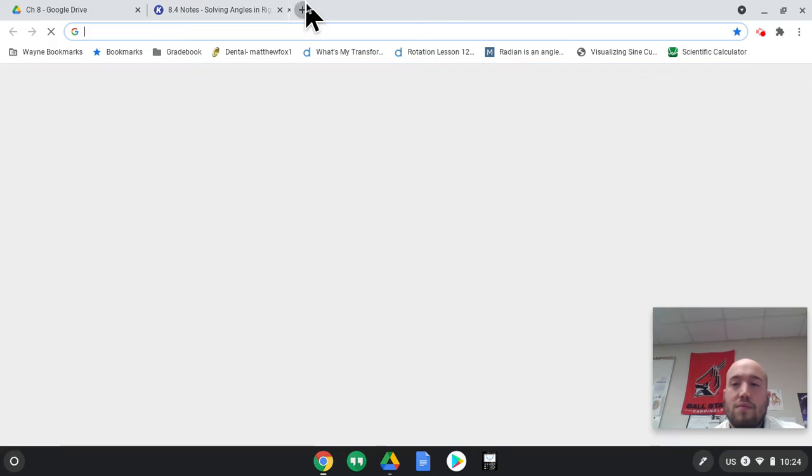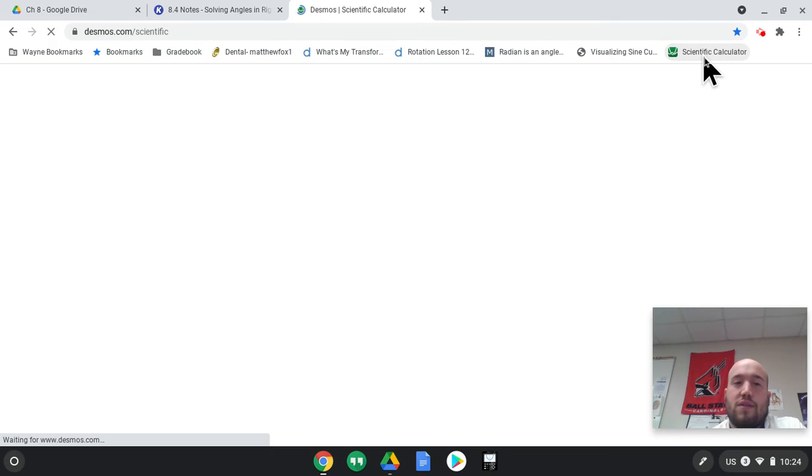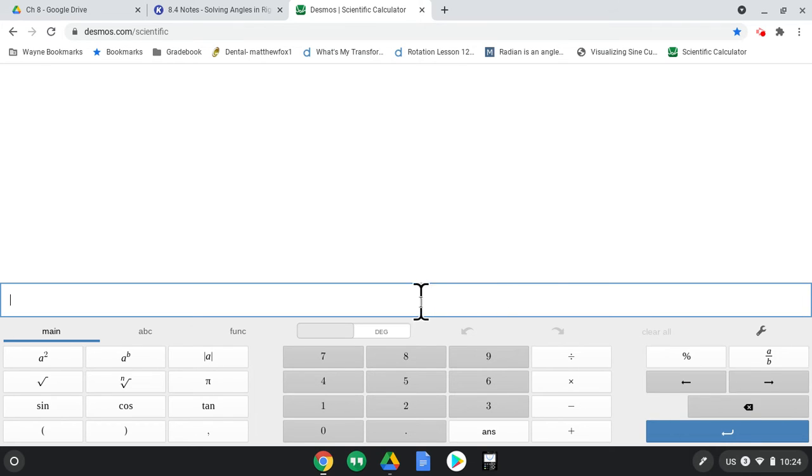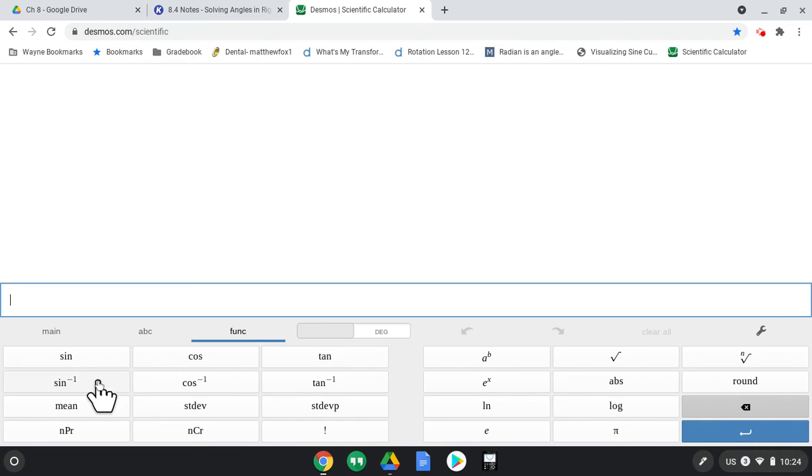Now, on your calculator, once again, desmos.com/scientific, it's a little bit harder to find this. Let me get rid of this video. It's not that much more difficult, but up here you have to hit function. Sine, cosine, tangent right there, those won't work. We have to hit function, and then right here, sine -1, cosine -1, tangent -1. That means the inverse of sine, the inverse of cosine, the inverse of tangent.